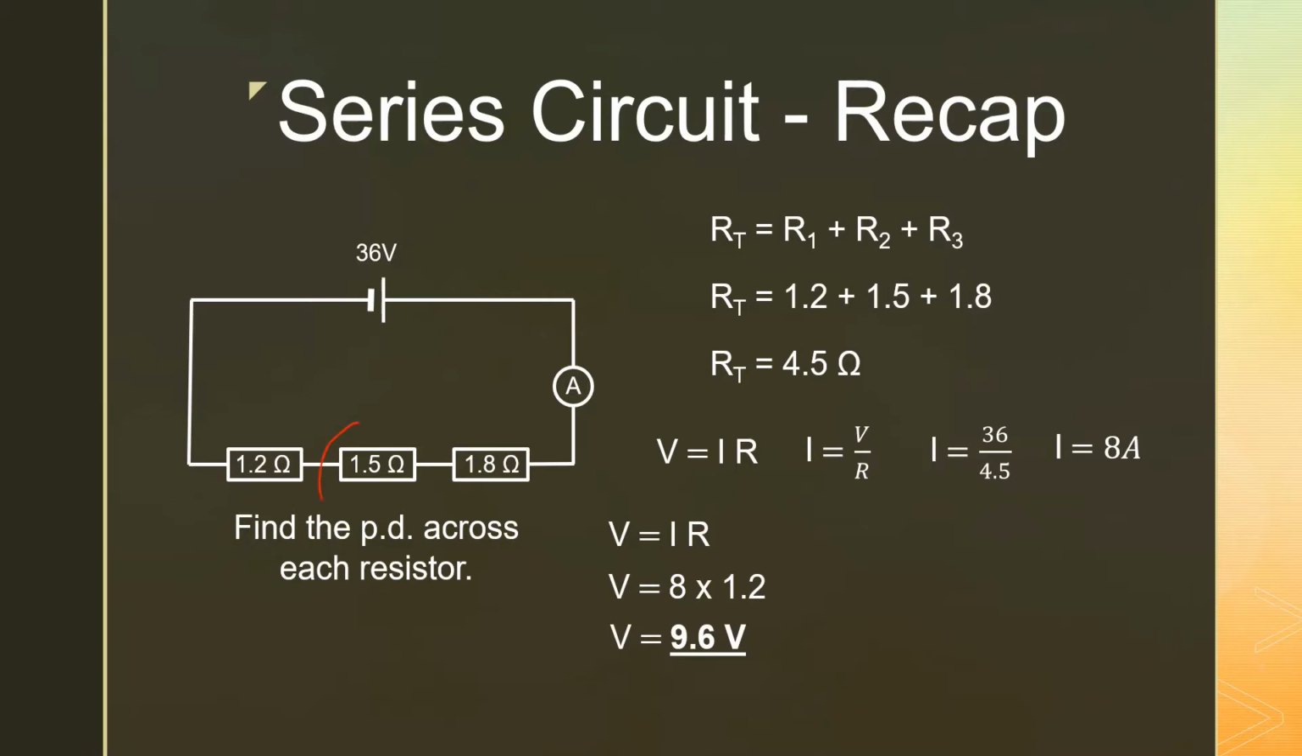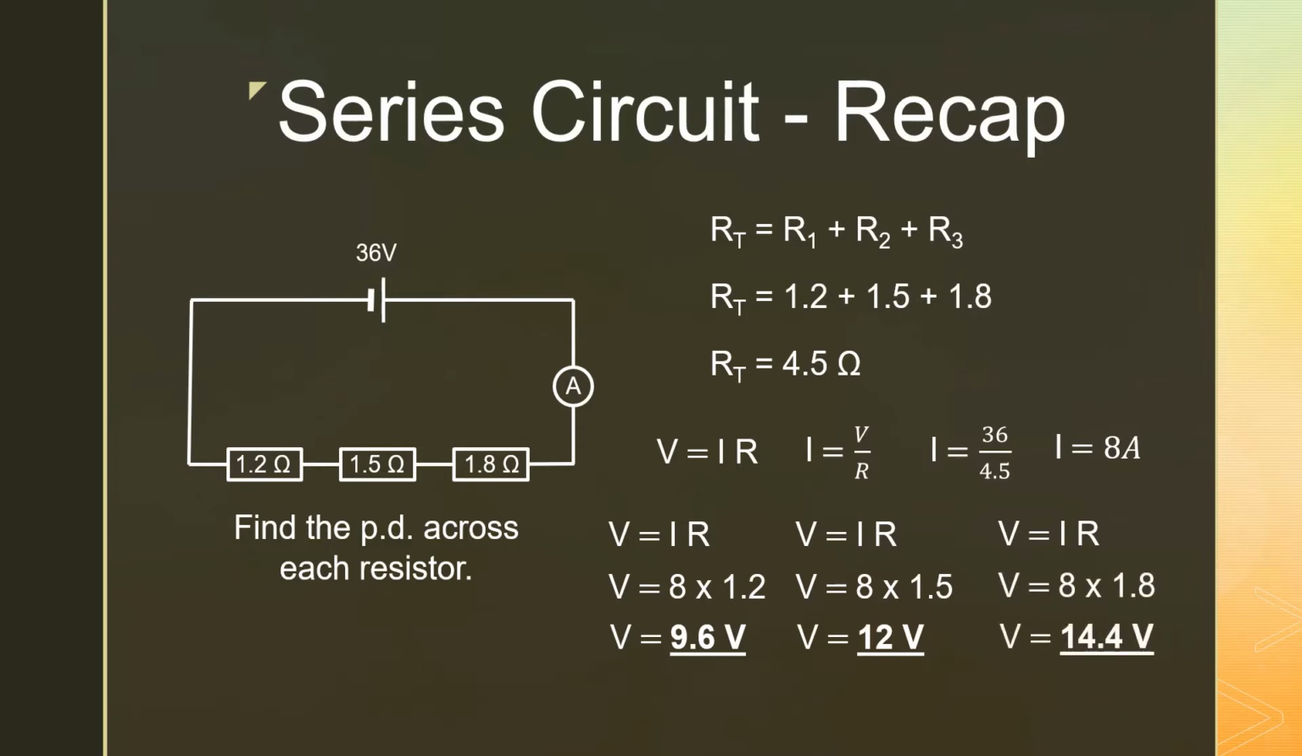Let's do exactly the same thing for this resistor here, which has a resistance of 1.5 ohms. So again, V is equal to IR is 8 times 1.5, which gives us a voltage of 12 volts. And then finally, we're going to do it for this resistor here. Exactly the same thing. V is equal to IR. V is equal to 8 times 1.8, and that comes out to be 14.4 volts.